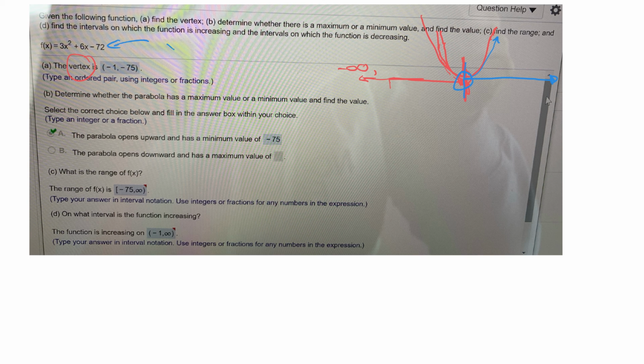To get the x-coordinate, it's minus b over 2a. So minus something over 2 times something. B is a 6, and a is a 3. So negative 6 divided by 6 is negative 1. That's what you have. And then you have to plug that in. To get the y value, figure out what the value of the function is when you plug in a negative 1. So it'll be 3 times negative 1 squared plus 6 times negative 1 minus 72. So this would be 3 minus 6 minus 72, which is negative 75.